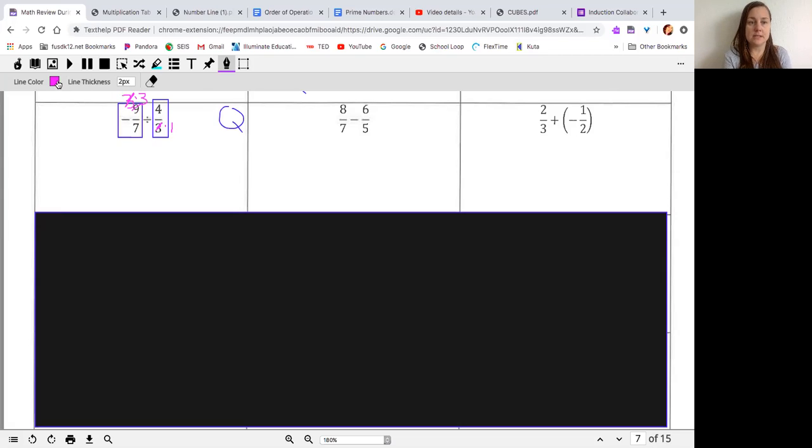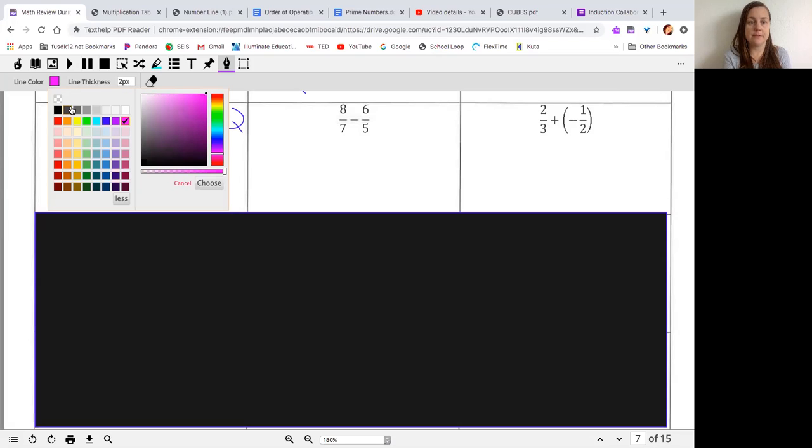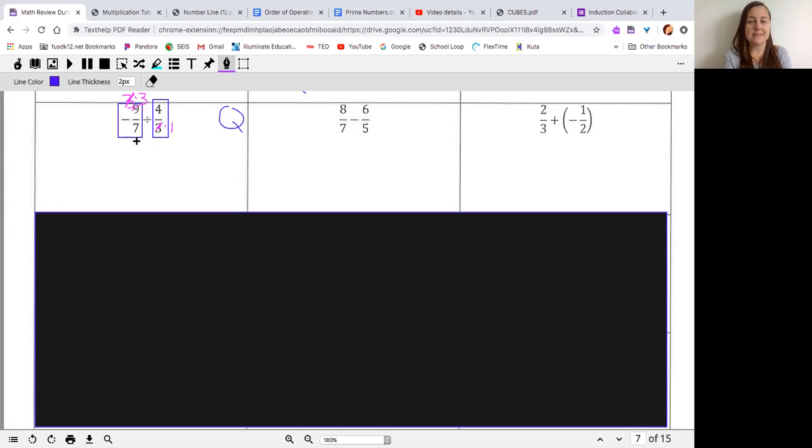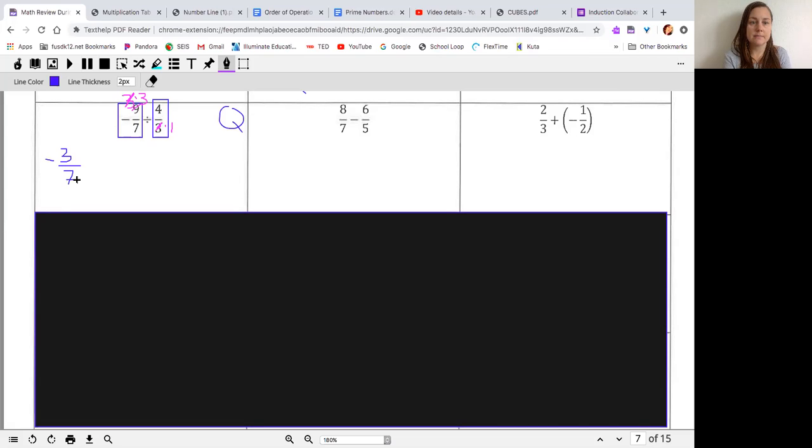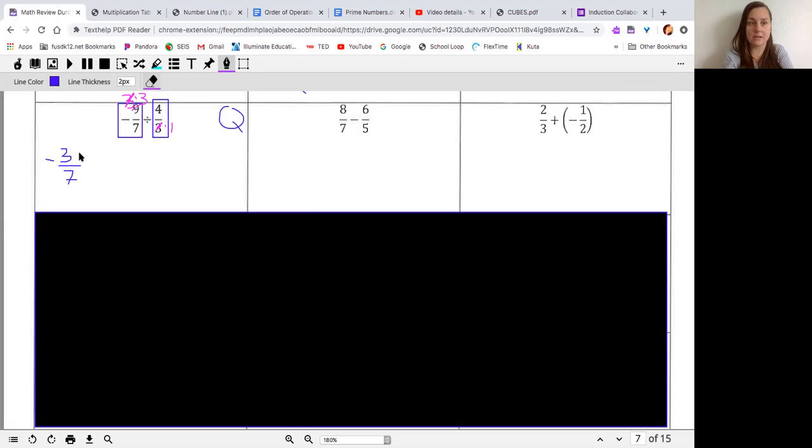Now that I have this written, let me clean it up for some people because it can be hard to read that way. So I'm going to bring down my negative. That's a 3 on top. Line 7. Oh, you know what? I just did this all wrong. Okay, just kidding. Teacher made a mistake. This is really good. I don't know what I was thinking. I just told you it was a division problem.